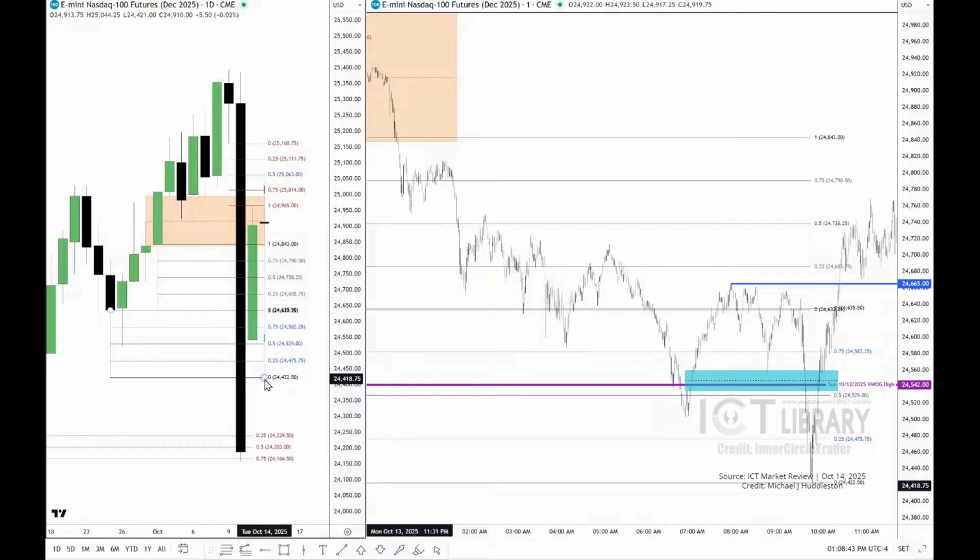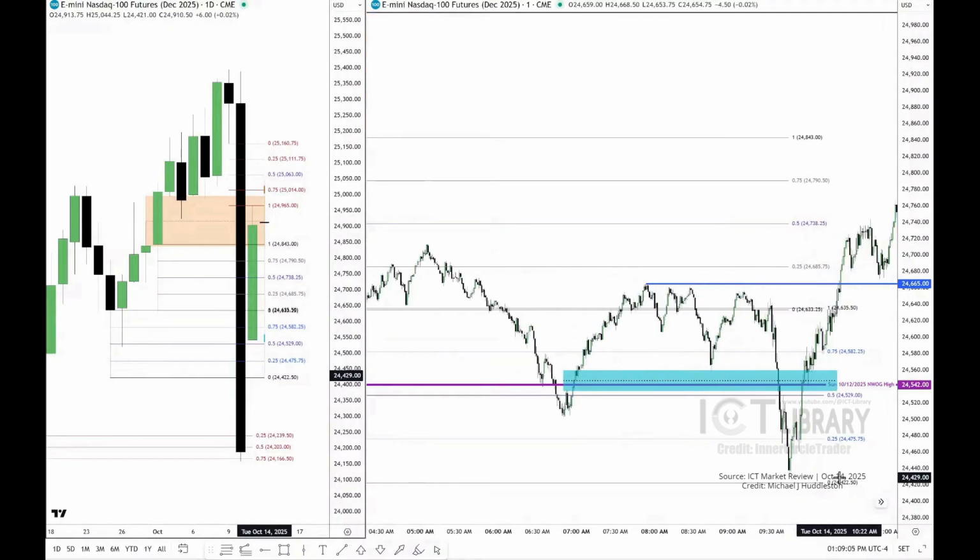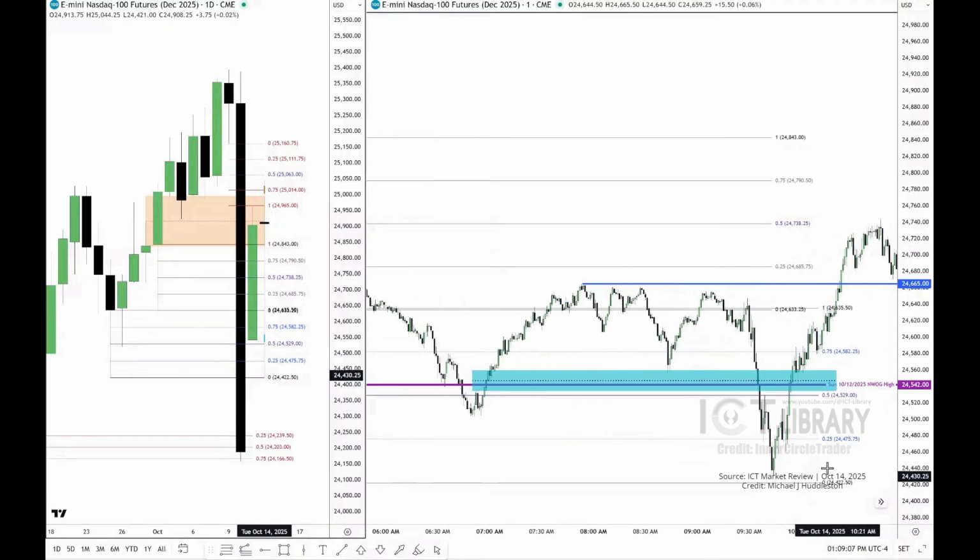Okay, and look at this candlestick right here, the September 25th. What's that candlestick low? 24,422.50. Okay. Over here this morning, this candlestick right here, its low, 24,421 even.